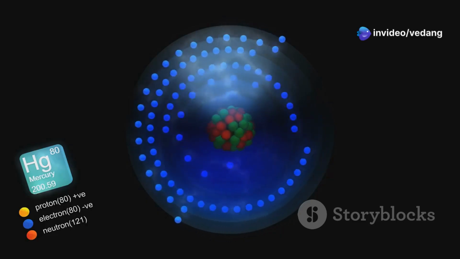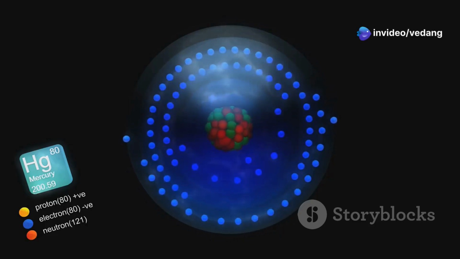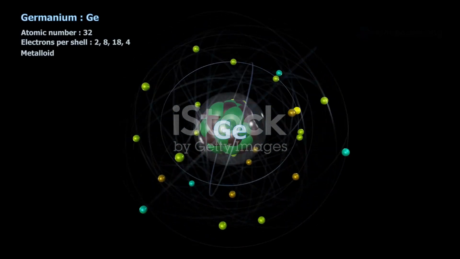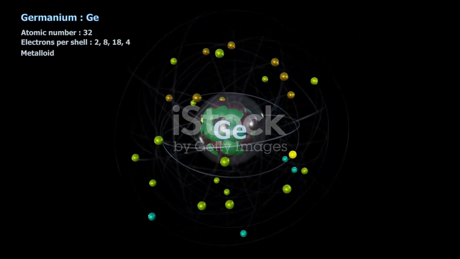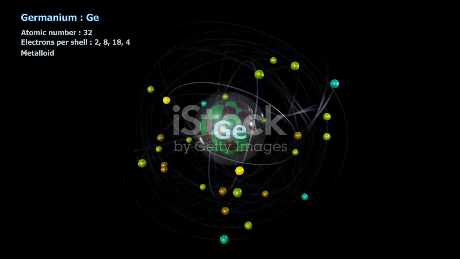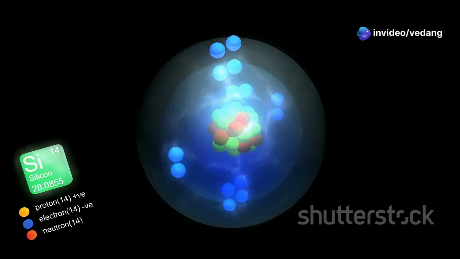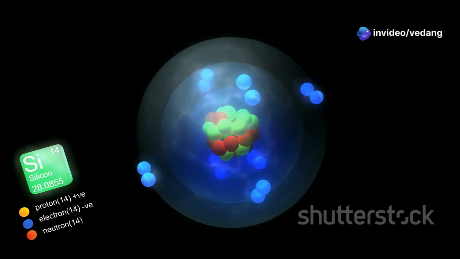The arrangement of electrons in these orbitals follows a specific order, known as the Aufbau principle. According to this principle, electrons fill the lowest energy orbitals first before moving to higher energy levels. This is why we often see configurations written in a specific sequence, like 1s2, 2s2, 2p6, and so on.